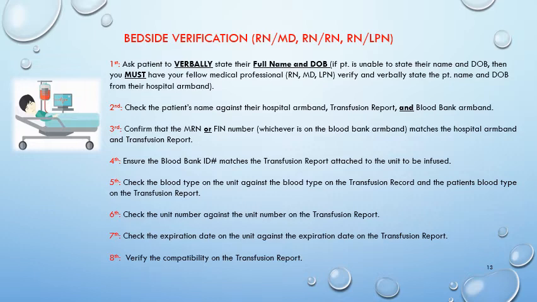So the first verifier will say, patient's blood bank ID is 1, 2, 3, 4, 5, 6. The second verifier will say, patient's blood bank ID is 1, 2, 3, 4, 5, 6. And then the first one will say, that's correct. It's going to feel very tedious and silly as you're doing it, but it is vitally important that you hit all of those points using that closed loop communication to make sure that we don't have any errors.